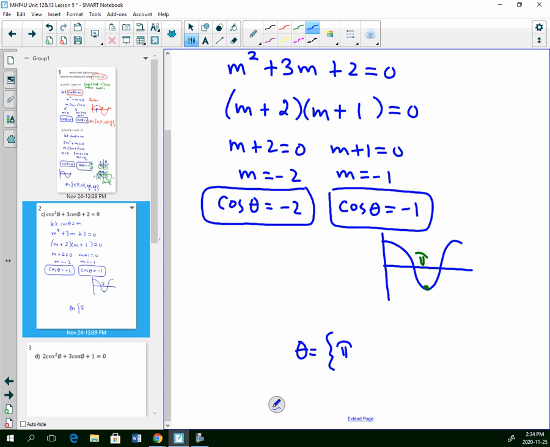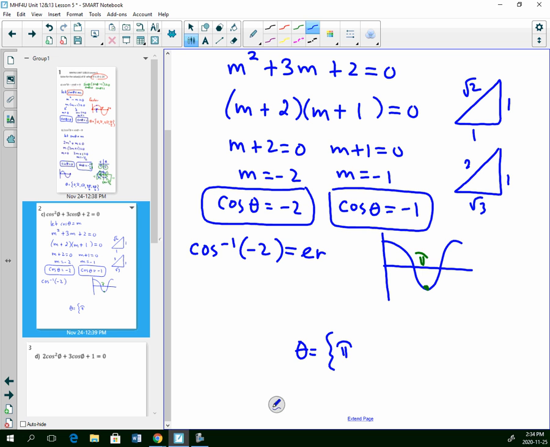Now, cosine theta equals negative 2. Well, that is not on a special triangle because it would be 2 over 1, and I don't have a special triangle that has a hypotenuse of 1, right? We have 1, 1, root 2 for the pi over 4, and we have root 3, 1, and 2 for the pi over 6 and pi over 3. So I don't see any cosine there that is 2 over 1. If you typed cosine negative 1 into your calculator, it will say error.